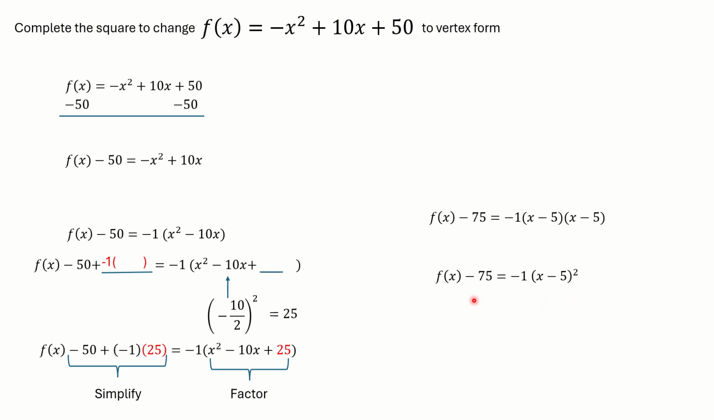The only thing left to do now is I don't want to have this minus 75 on the left side of the equation. So I'm going to add 75 to both sides of the equation. And what happens is this negative 75, positive 75 cancel out, leaving me just with an f of x on the left. And now we have this negative 1 that we factored out, this x minus 5 squared from factoring that trinomial, and then we're adding the 75 to it now. And this now is the answer.